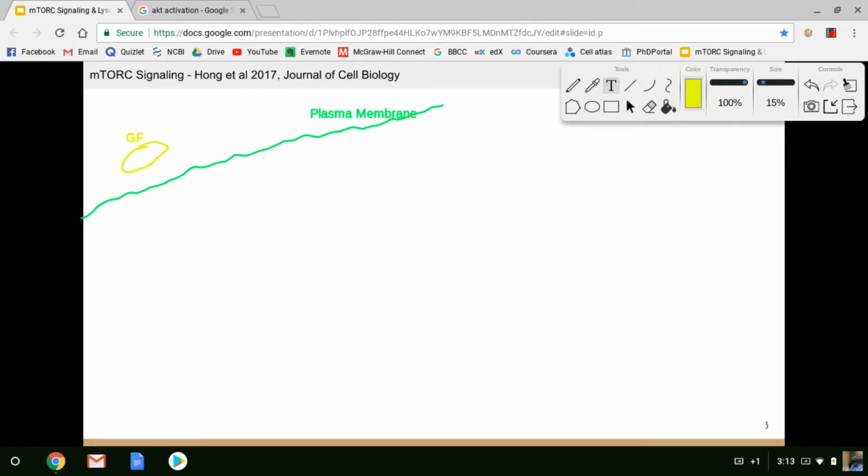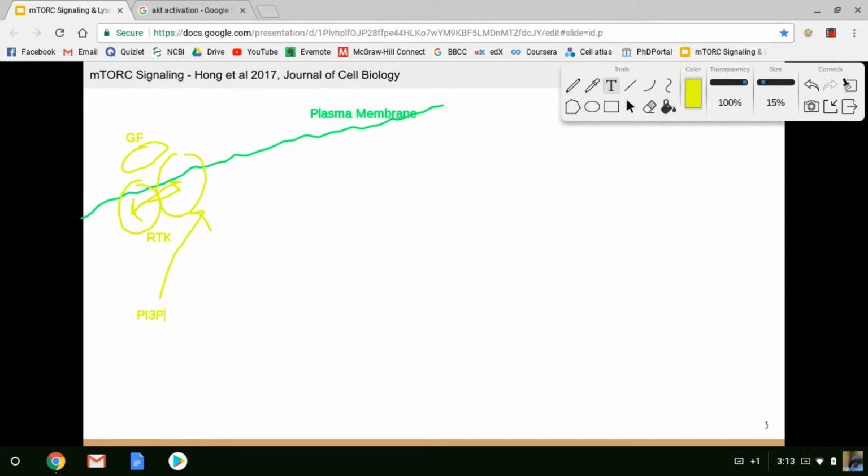That's right, GF. It's a growth factor, and it binds some kind of receptor tyrosine kinase. So I'm just going to call it an RTK. So receptor tyrosine kinase binds growth factor. It's a pretty conventional pathway. They autophosphorylate each other. And the phosphorylations that each of these receptor tyrosine kinases put on each other recruits a protein called, it recruits a PI3K, or phosphoinositide 3 kinase.